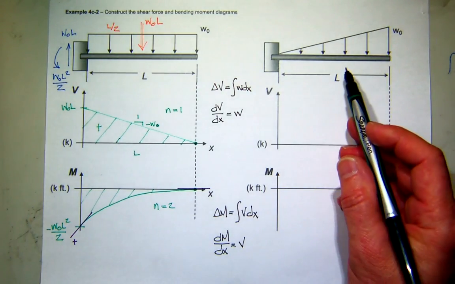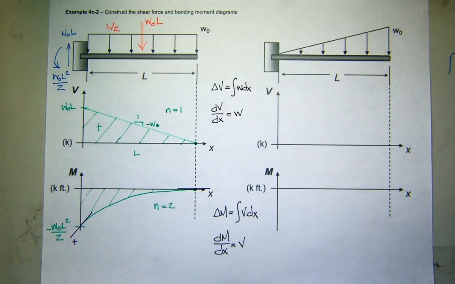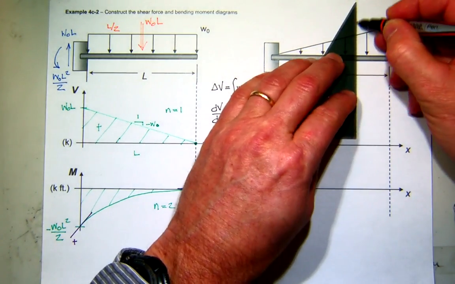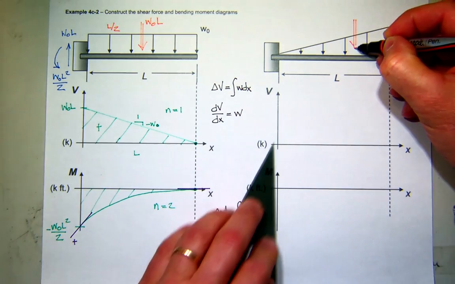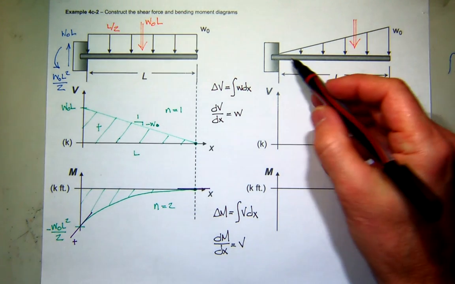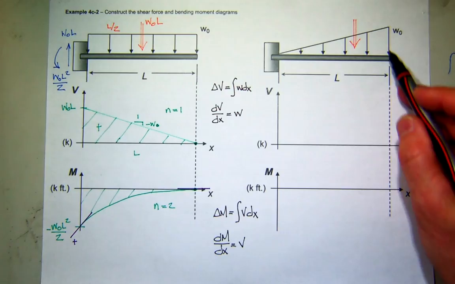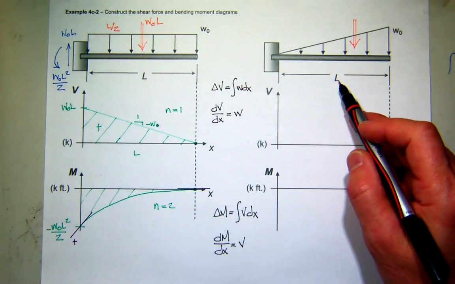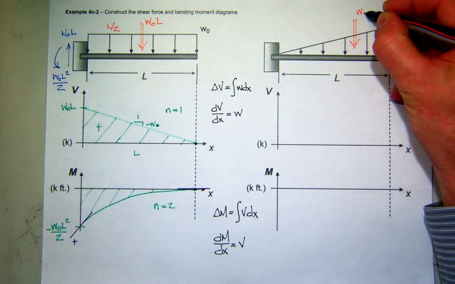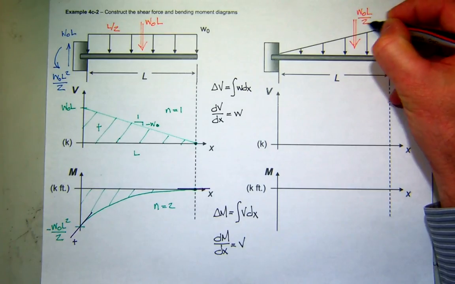Let's try this guy. So the same thing is true. I'm going to come up here at the beginning, and I'm going to get a concentrated equivalent for this loading. So it's triangular, so it's going to be 1/2 base L times height W naught. So that should give me W naught L over 2.